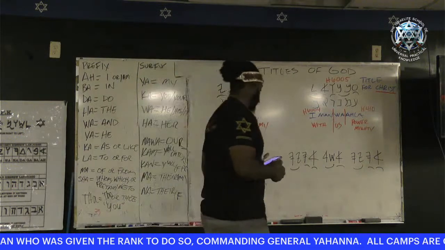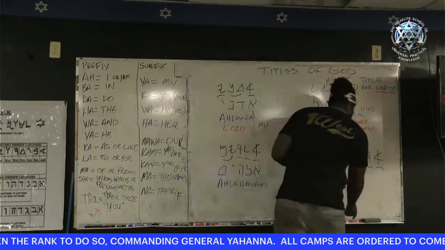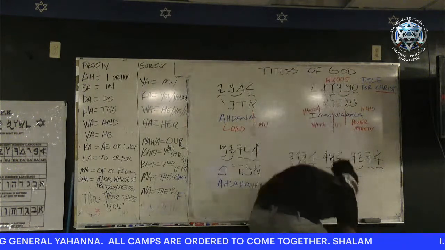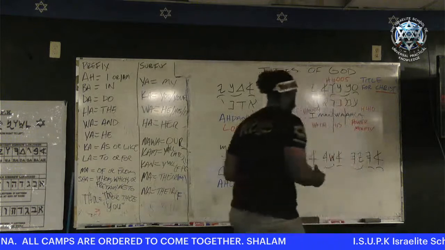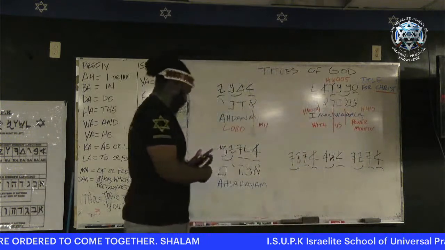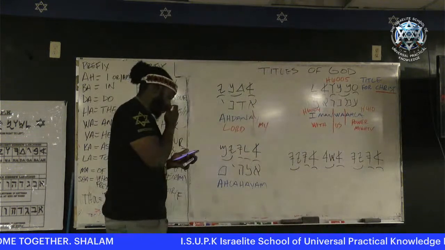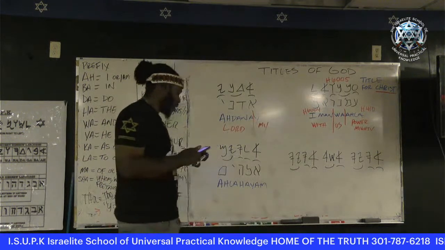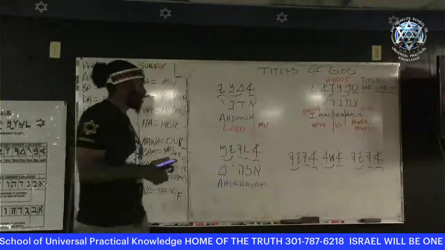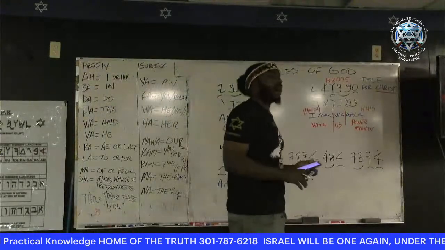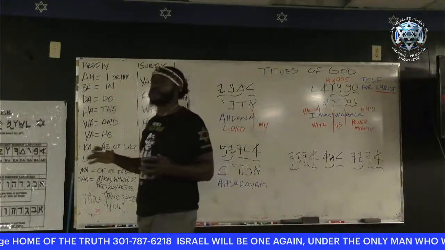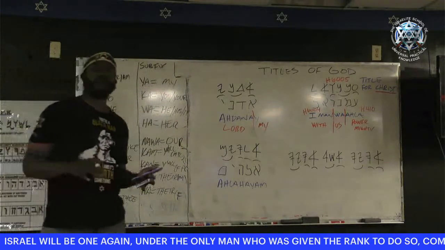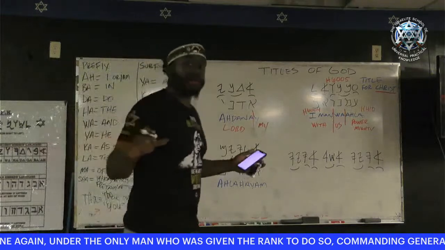Exodus 3:14. And God said unto Moses, I am that I am. And he said, thus shalt thou say unto the children of Israel, I am hath sent me unto you. All right. So this is probably one of the most famous names for the Most High, the great I am, right?